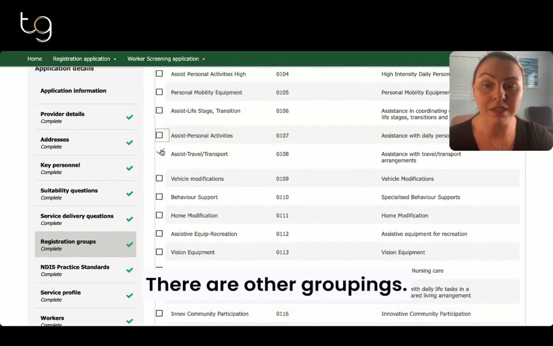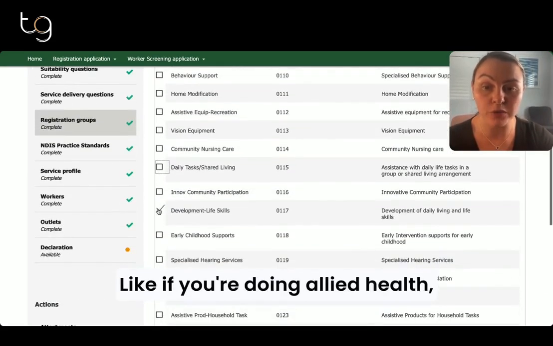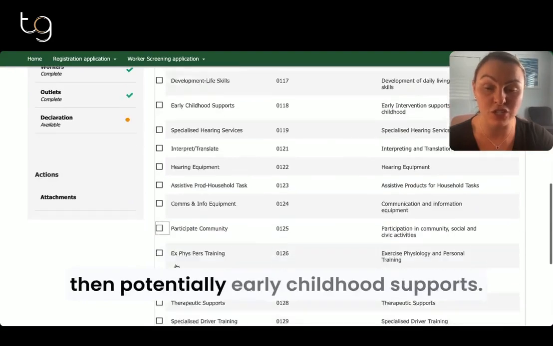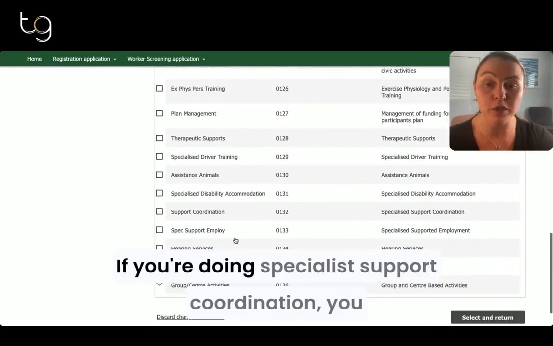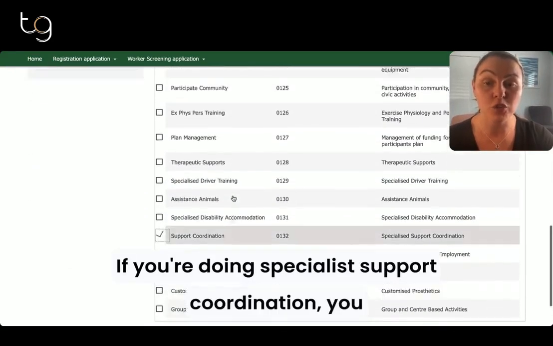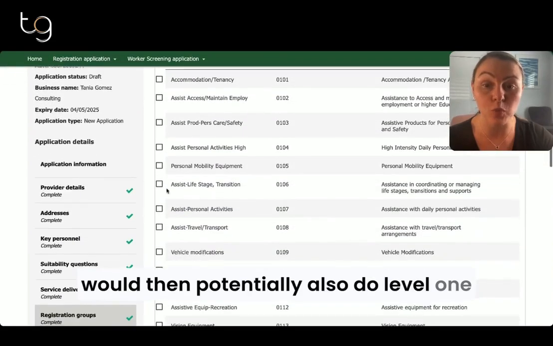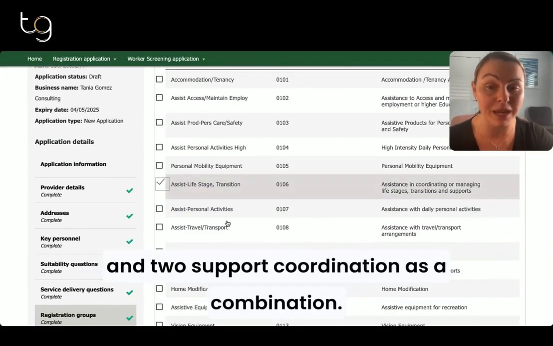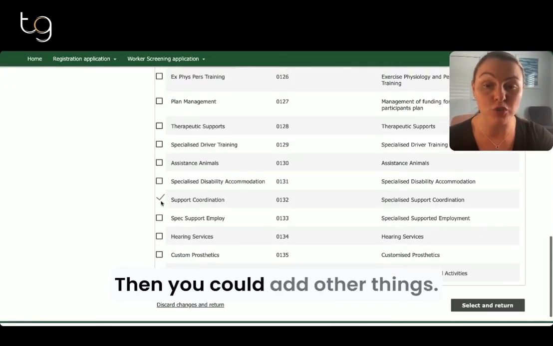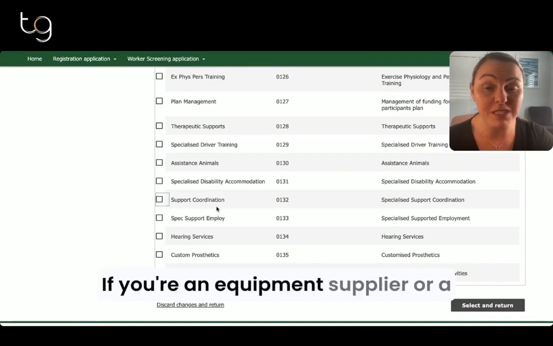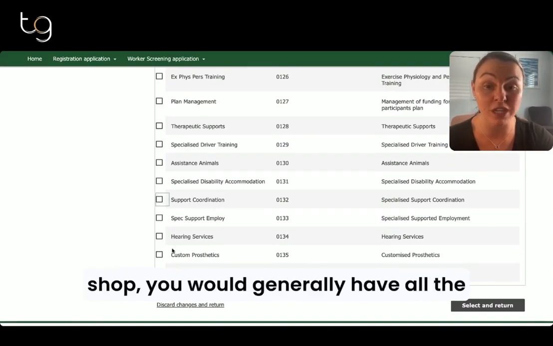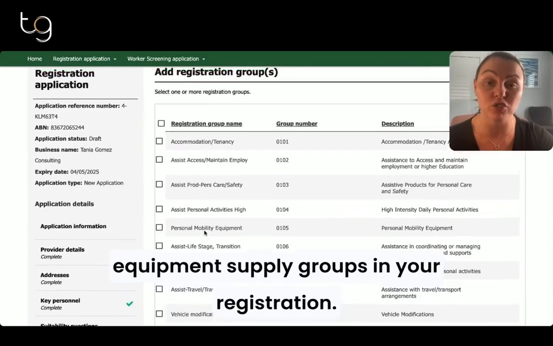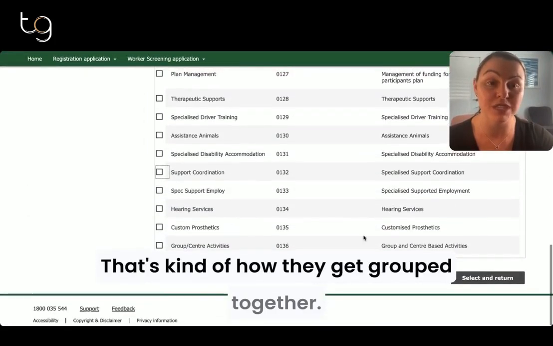There are other groupings, like if you're doing allied health, you would do therapeutic supports and then potentially early childhood supports. If you're doing specialist support coordination, you would then potentially also do level 1 and 2 support coordination as a combination. Then you could add other things. If you're an equipment supplier or a shop, you would generally have all the equipment supply groups in your registration. And that's kind of how they get grouped together.